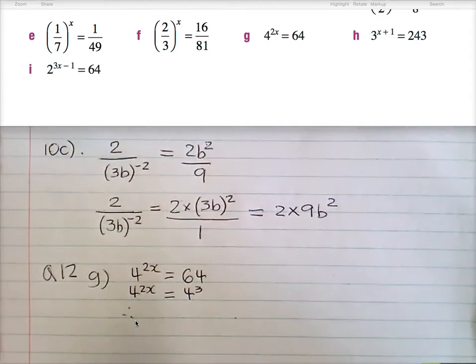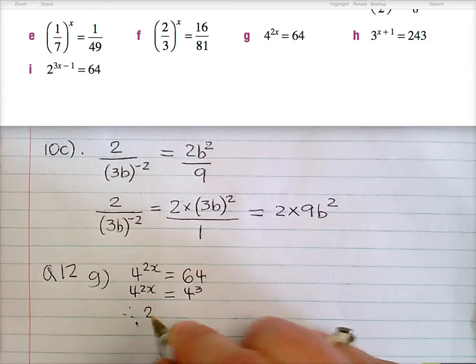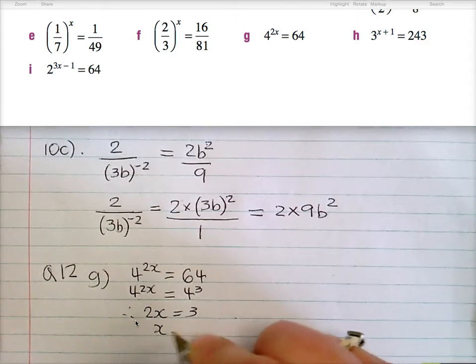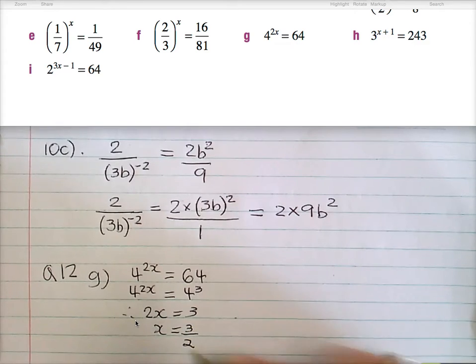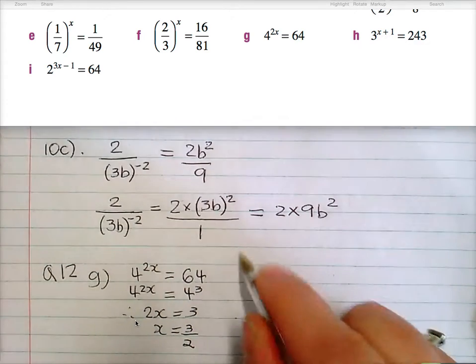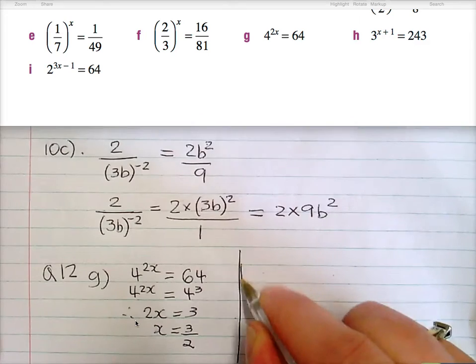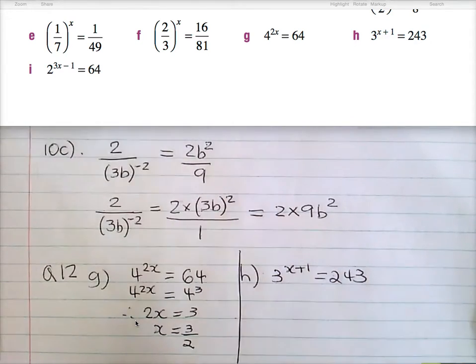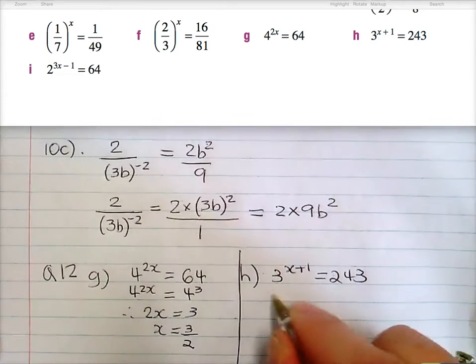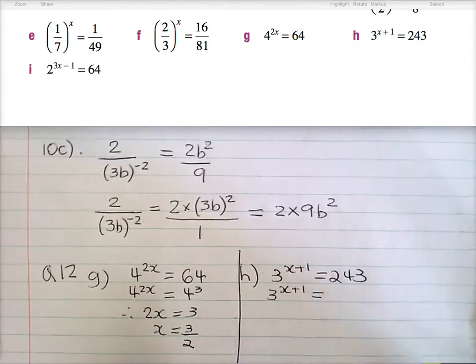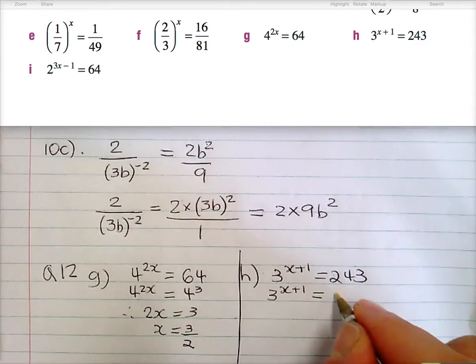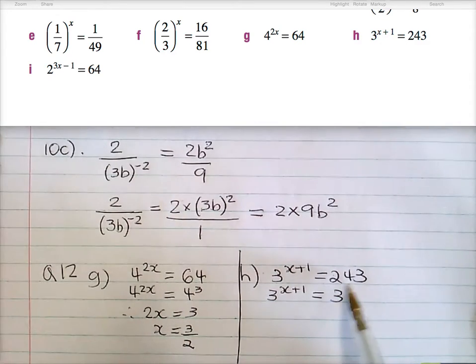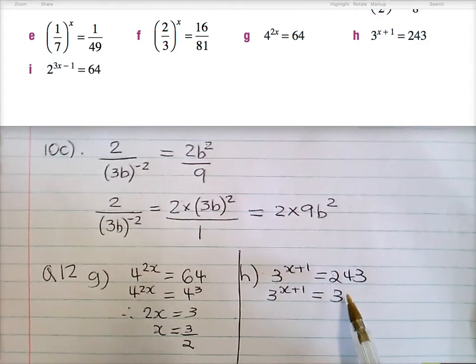Therefore, what equals what? 2x equals 3. X equals 3 over 2. That one's fine. The next one you may have a problem with. Girls. 3 to the power of x plus 1 equals... Girls, just keep going 3 times 3 times 3 times 3 times, see what it is.